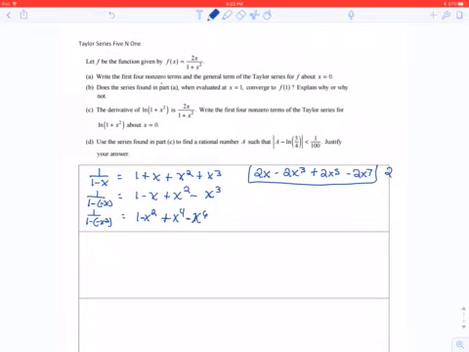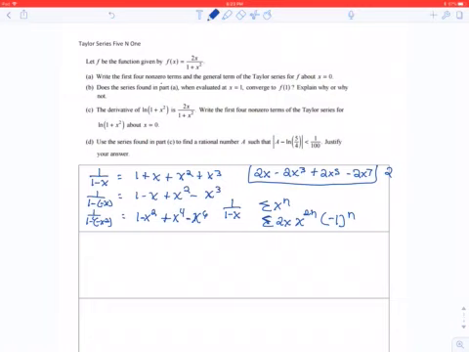And then to write the nth term, so we have to remember the nth term for 1 over 1 minus x. The nth term for that is just simply x to the n. So I can build upon this the same way I did before to get the nth term. So we see that we're multiplying each time by 2x. And then I am squaring x to the n. So that would be x to the 2n. And then it's alternating, so I'm multiplying by negative 1 to the nth. So that is the nth term.